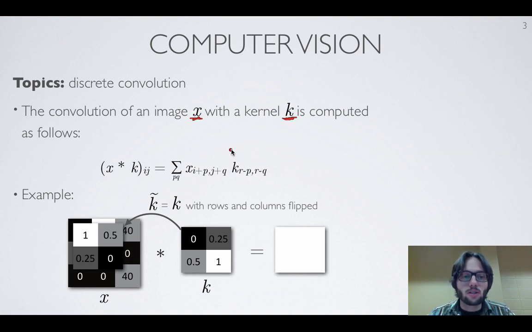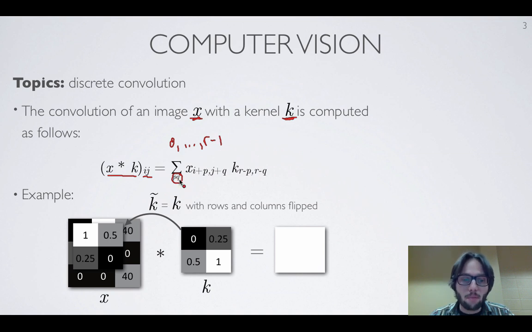So if you're performing the discrete convolution of that image X with some kernel K, we will perform the following computation. The convolution of X with K is going to yield a matrix as well, an image. And at position ij, the ith row and the jth column in that matrix, we'll have the following value. What we'll do is sum over all possible offsets, where the offsets P and Q range between 0 and R minus 1, where R is the number of rows and the number of columns of K. So we're assuming the kernel is a square matrix.